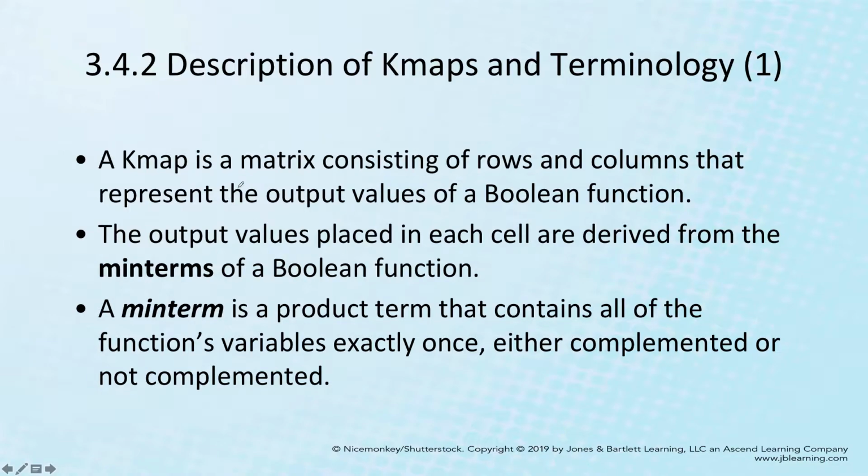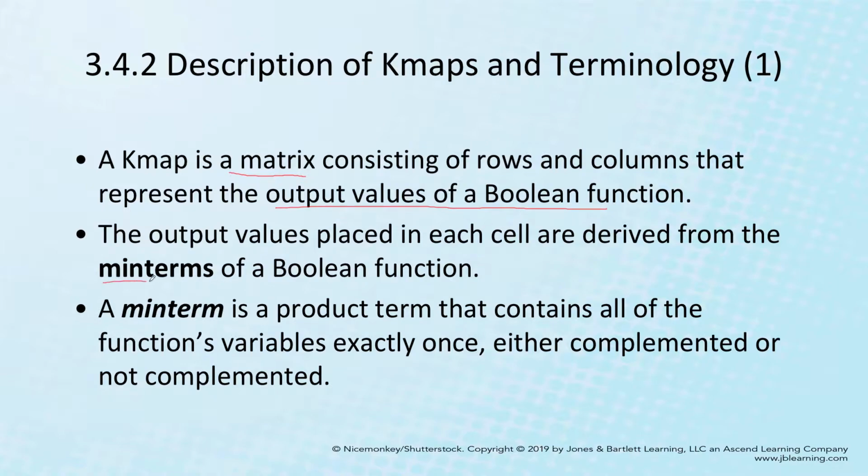Basically, a K-map is a two-dimensional matrix. It's tabular data consisting of rows and columns, and that table represents the output values of a Boolean function. We have studied the truth table. A K-map is just a two-dimensional representation of a truth table. The truth table is one-dimensional; the K-map is two-dimensional.